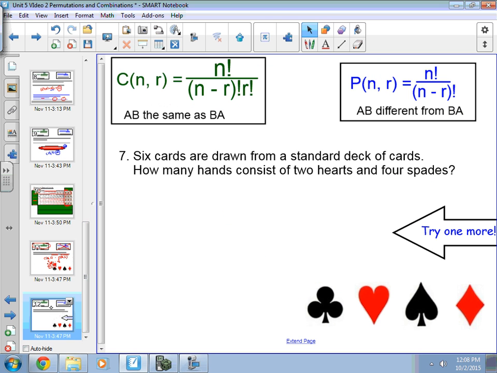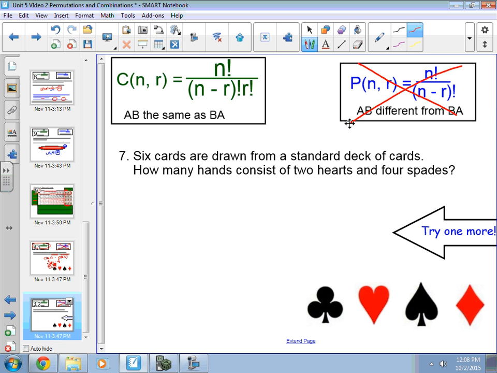All right, let's try another card problem. This one says 6 cards are drawn from a standard deck of cards. So we know standard deck, we just talked about it. How many hands consist of 2 hearts and 4 spades? Very similar to the last problem. Pause the video and try this one out, see if you can figure it out. All right, let's see what you got.